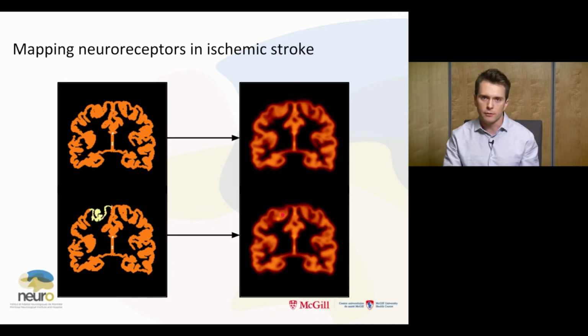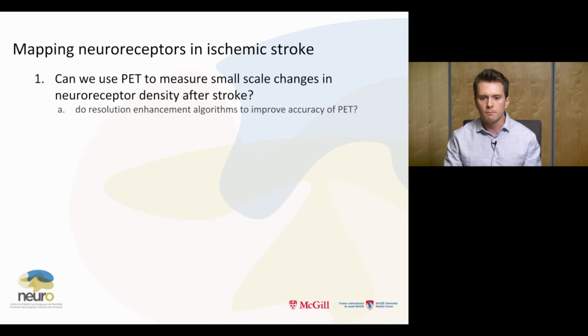From a research perspective, or even a clinical perspective, this is very important. We have to be able to distinguish between these two conditions, and that's where PET resolution comes into play, because we need to be able to distinguish between, for example, cortical thinning or neuronal loss. So the question that I've been addressing in the context of stroke is, can we use PET to measure small changes in neuroreceptor density after stroke? And as a corollary to that, do resolution enhancement algorithms actually improve the accuracy of PET? Do they make a difference in practice?